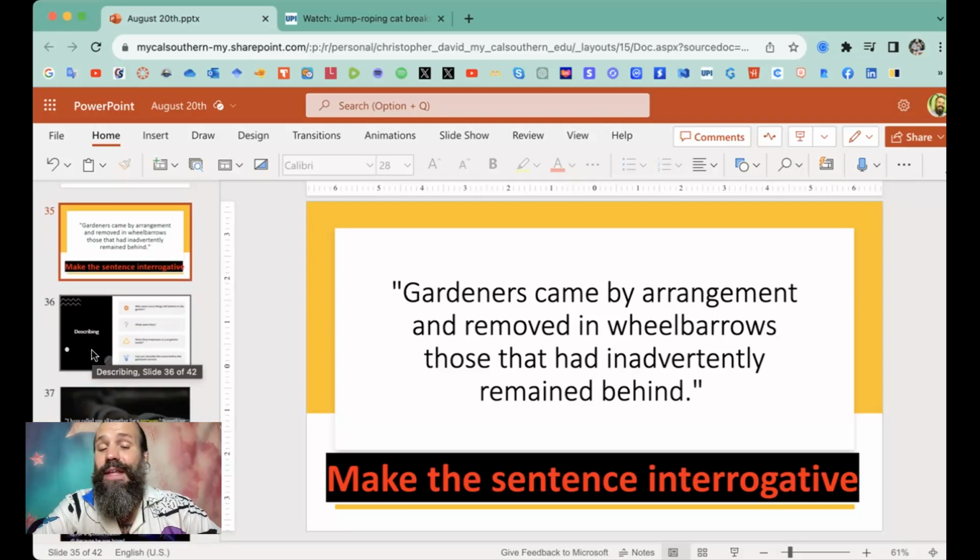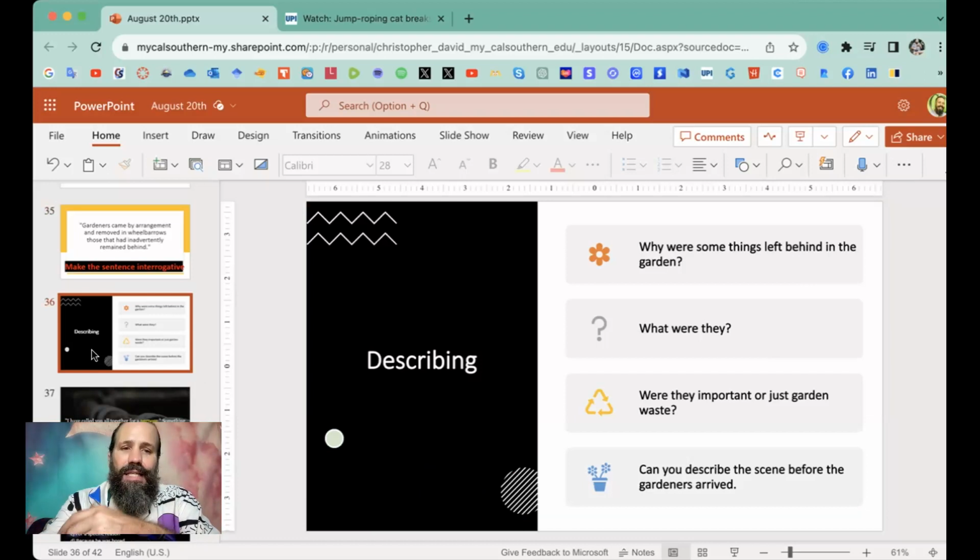Now, of course, I don't know anything about this sentence. He's reading the book. He took this sentence from the book and asked me about it. So I actually needed to know more about the sentence because I don't know exactly the situation that was going on. So I asked him, okay, why were some things left in the garden? He kind of had to go back and recall. If this was specialized for him, it would be difficult for you listening right now because you don't know what that sentence was referring to. But if you had, then you would be able to say, okay, what were they? Were they important or just garden waste? Can you describe the scene before the gardeners arrived?